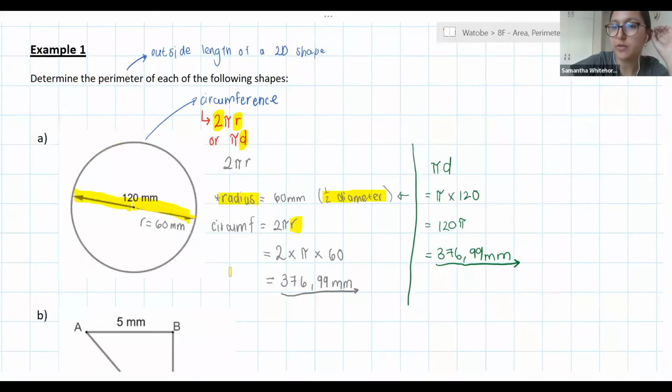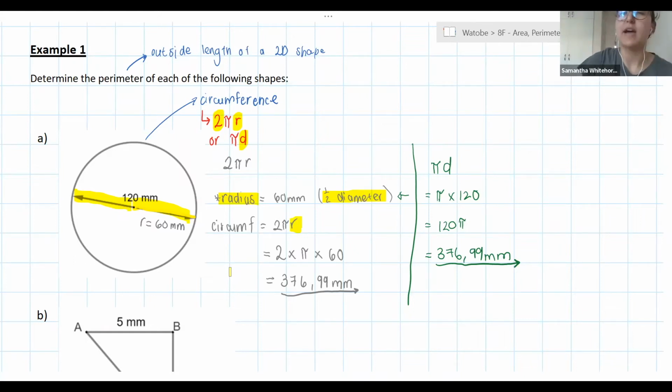Okay, Nompumelelo, do you have a question for us? Yes, ma'am. I wanted to know how come we don't use pi? I didn't see the side of the pi, but we don't use pi. We do.